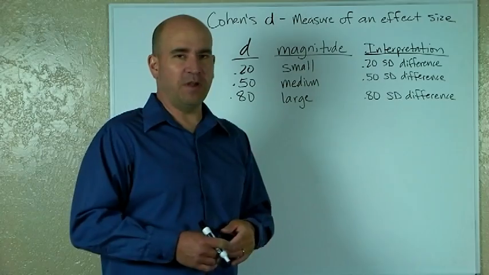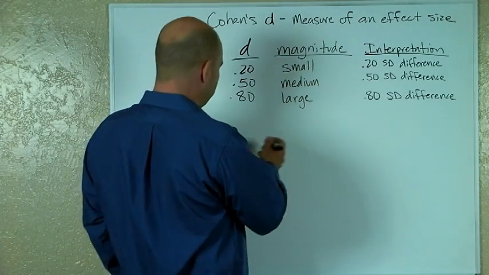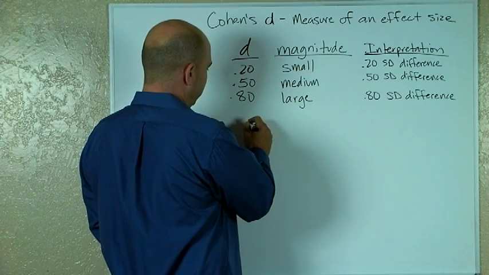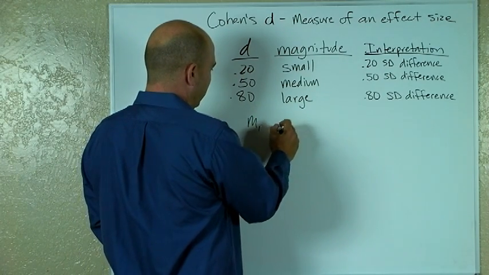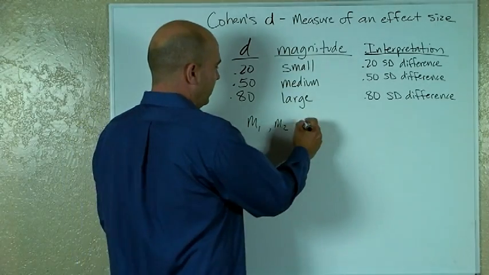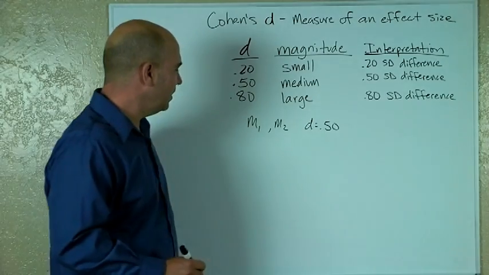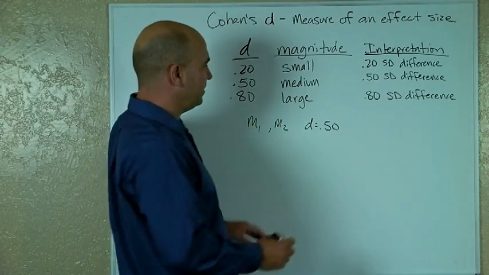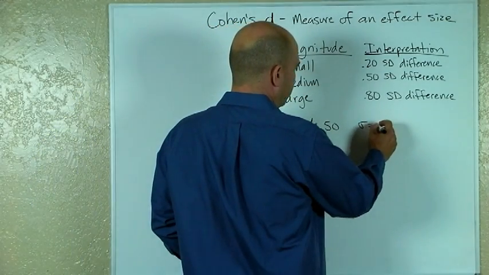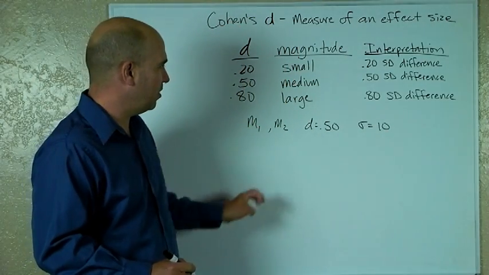Okay, so continuing with our independent samples t-test example, let's look at an example. Say we had our two groups, just generically here. We had M1 and M2, so the means for the two groups. And let's say that we calculated d and we found that it was equal to 0.50. And say that the average standard deviation for the two groups was 10. Okay, that's the average standard deviation for the two groups, so overall.